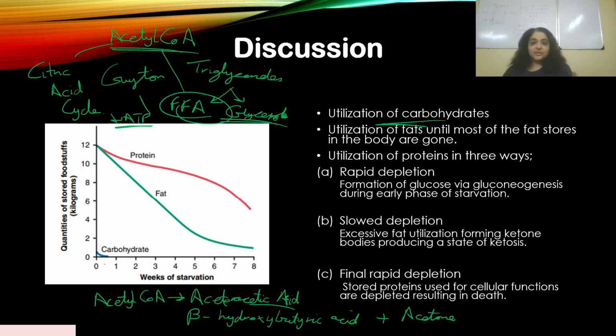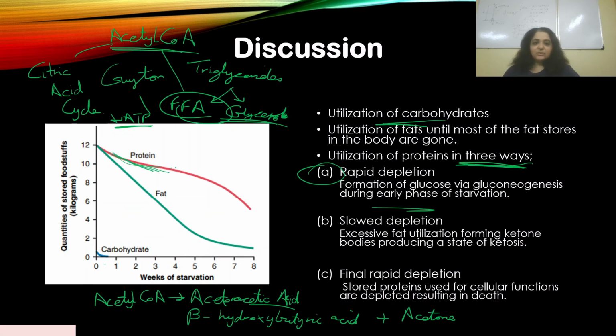Now proteins play a very important role. Utilization of proteins happens in three ways. First is rapid depletion, that means there's formation of glucose via gluconeogenesis, amino acids getting converted to glucose. This is during the early phase. You can see there is some rapid depletion happening over here.